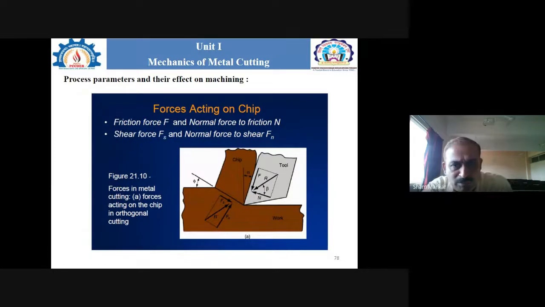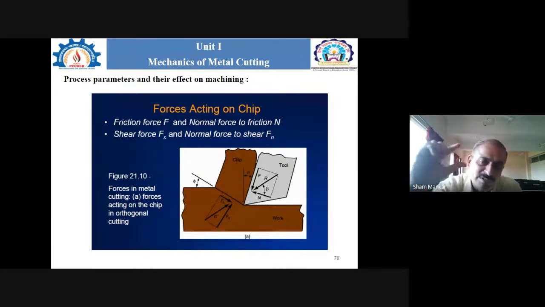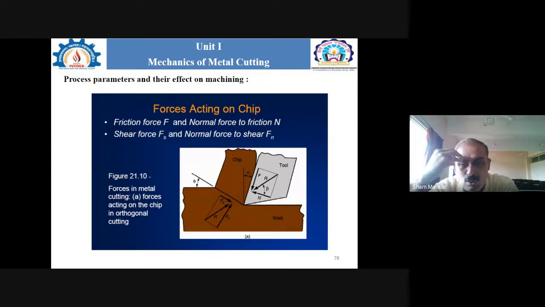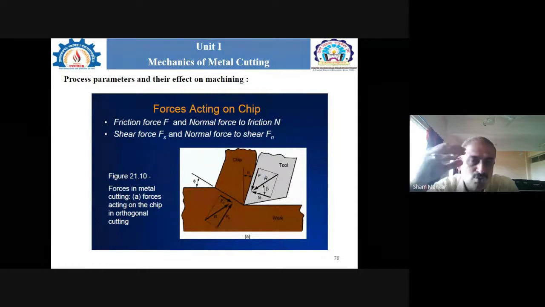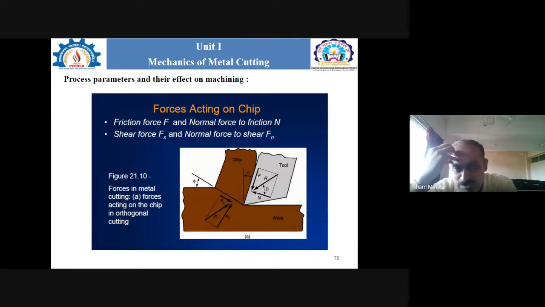Then the next important point, when we are considering machining: what are the different kinds of forces normally acting on the chip? As we know, the tool advances against the workpiece and material is removed as a chip, whatever depth of cut is selected. At the same time, when the chip formation is taking place, there are forces acting on the chip.